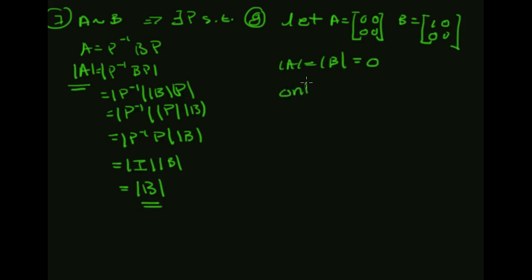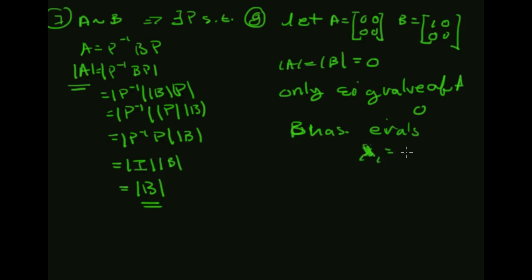However, the only eigenvalue of A would be 0. B has eigenvalues lambda 1 equals 0 and lambda 2 equals 1, because we can read that from a diagonal matrix, right?